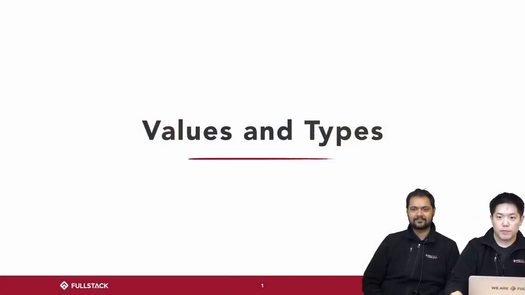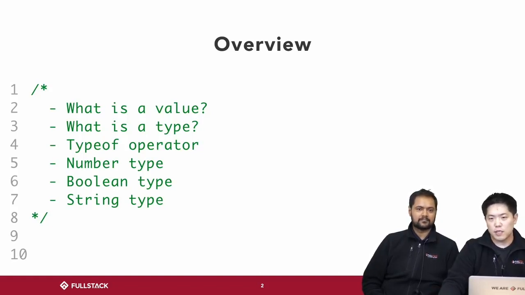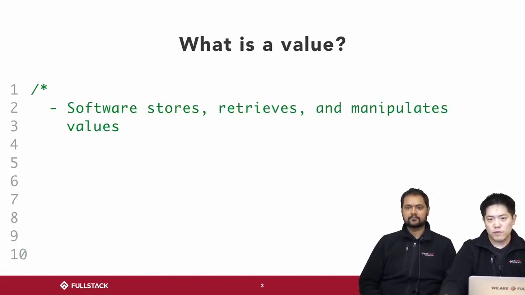All right, let's dig into values and types. So what we're going to talk about right now is what is a value in programming, then what is a type, and we'll study the typeof operator, and then we'll talk about the different types that JavaScript has. We'll only talk about a few today, just to get our feet wet, and we'll go over plenty of examples. Cool. So what is a value?